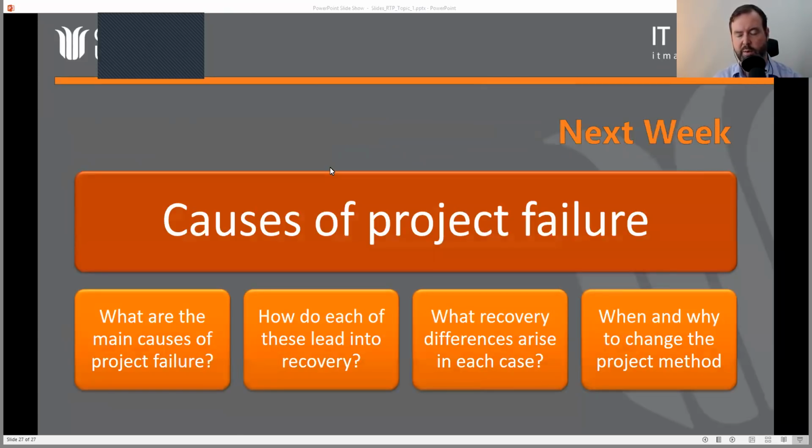What we're going to do next week, we're going to talk about the causes of project failure from the perspective of how they lead into a recovery situation and how that changes the way recovery will begin in a particular project. So we're going to look at the big ones. I mean, there's lots, but we'll look at the top few causes of project failure.